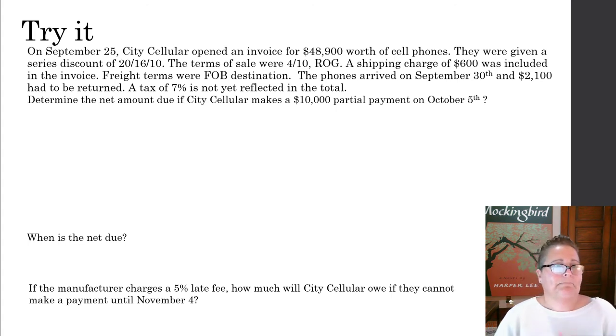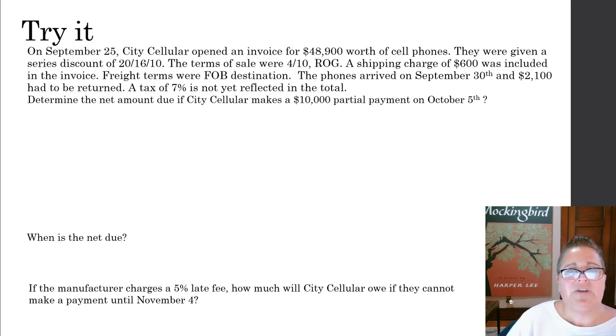One more. On September the 25th, City Cellular opens an invoice for $48,900 worth of cell phones. They're given a series discount of $2,016.10. Terms of sale are 4/10 ROG. Shipping charge of $600 was included in the invoice. Freight terms are FOB destination. The phones arrive on September 30th, and $2,100 had to be returned. A tax of 7% is not yet reflected in the total.